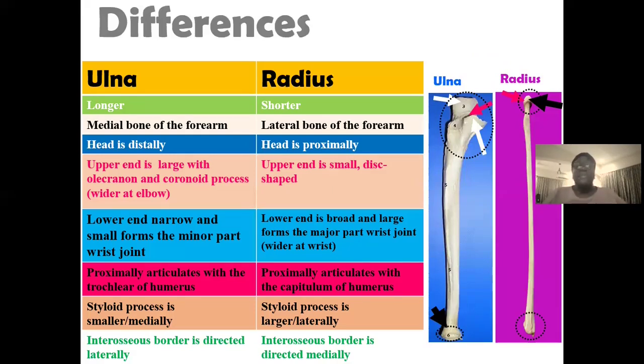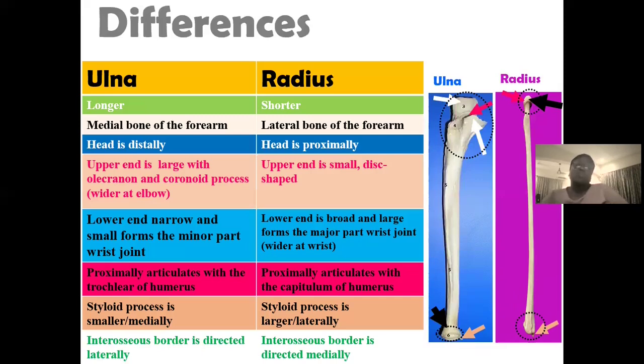Also the styloid process. The styloid process of the ulna is seen to be smaller and also medially placed, while the styloid process of the radius is what is arrowed here, and it is seen to be larger and also laterally placed. Also talking about the interosseous border, we also described this in our previous slide.